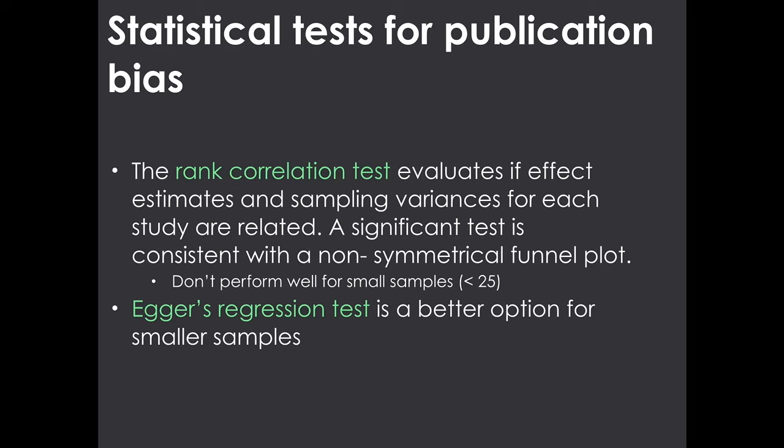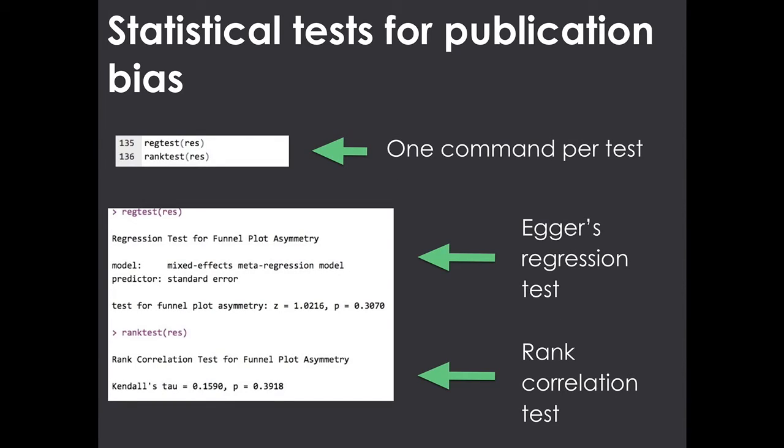There are some issues with using this for small sample sizes, which is around under 25, but there is another option, which is Egger's regression test, which is a better option for smaller samples. Within R, it's one simple command per test. And here's our result. On the top, we have the result for Egger's regression test, and on the bottom, we have the rank correlation test.